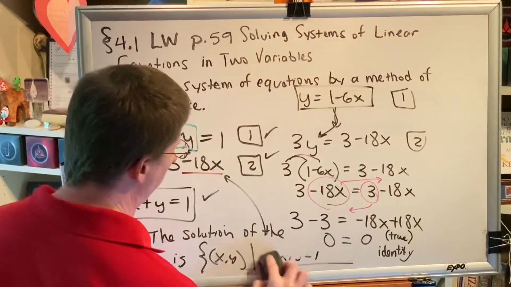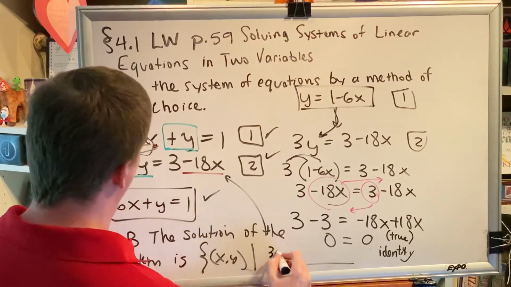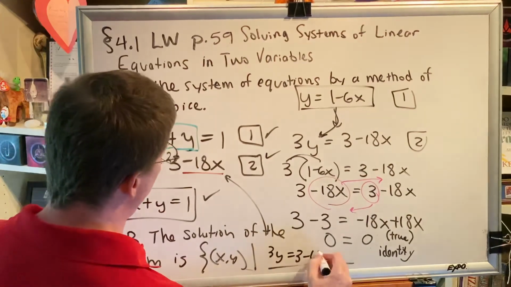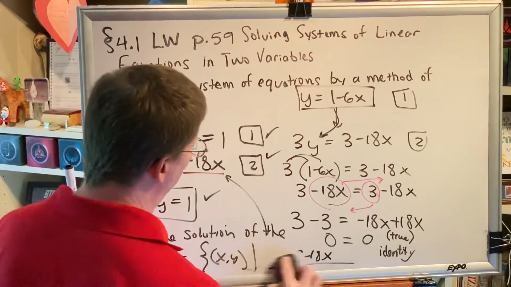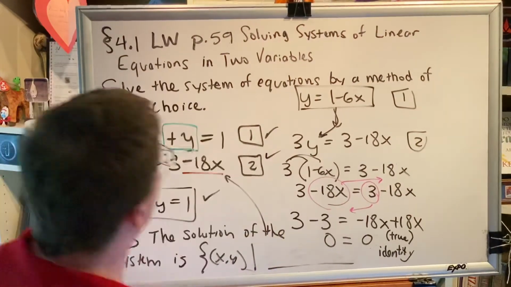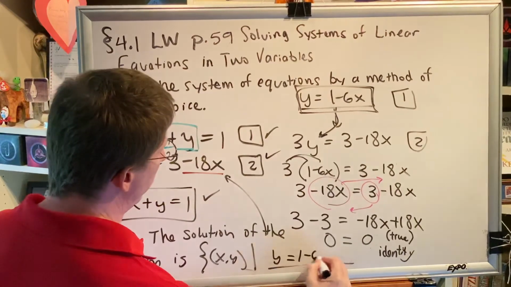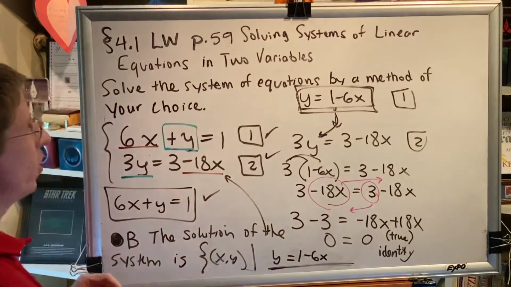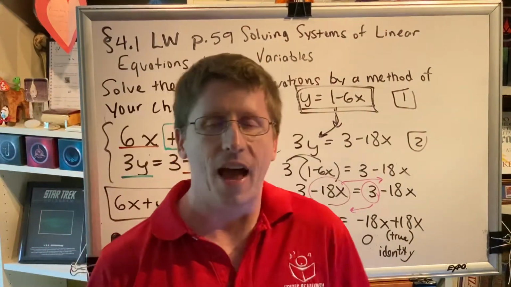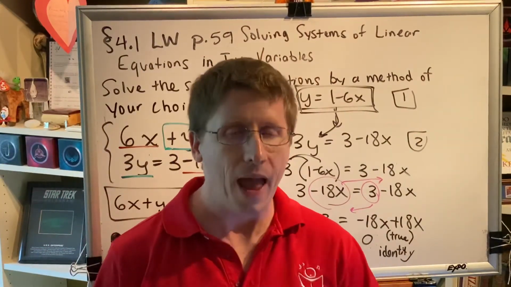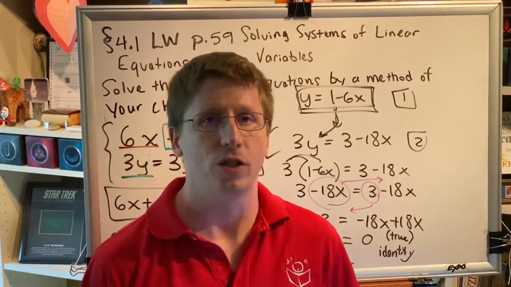Or, if you prefer, you can write 3y equals 3 minus 18x. Or, if you prefer, you can write this equation, y equals 1 minus 6x. Pretty much any equation anywhere in your solution that still contains an x and a y in it would be a correct answer to this problem. It's up to you which one you would like to use.